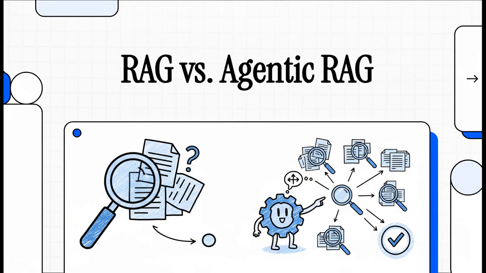Something really big is happening in the world of AI right now. We're watching it evolve from just being great at finding information to actually being able to reason with it. And today, we're going to walk through exactly what that evolution looks like by comparing standard RAG to this powerful new idea called Agentic RAG.